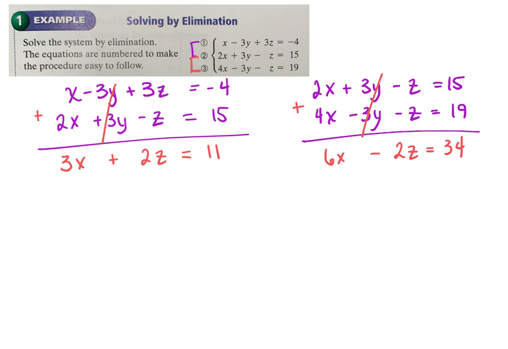Now I have something that I've already done. In fact, this is what you did for bell work. I have 2 variable equations. So what am I going to do? I'm going to use those and solve by elimination.